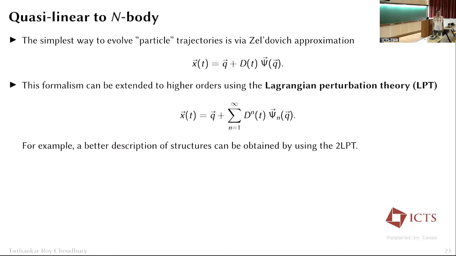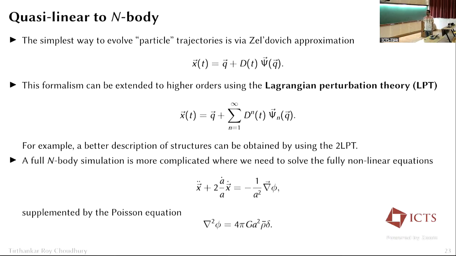Of course, what people have done subsequently is to do it iteratively and build up something called Lagrangian perturbation theory. Forget the mathematics, but you will write it as a series. The first term in this series will be the Zeldovich approximation. You can have second order Lagrangian perturbation theory and so on, and it becomes more and more accurate as you add more perturbation terms. For example, you can get a better description of structures if you use second order Lagrangian perturbation theory. Of course, if you want to do a full n-body simulation, you have to solve the full equation, which looks like this, and it's much more complicated.